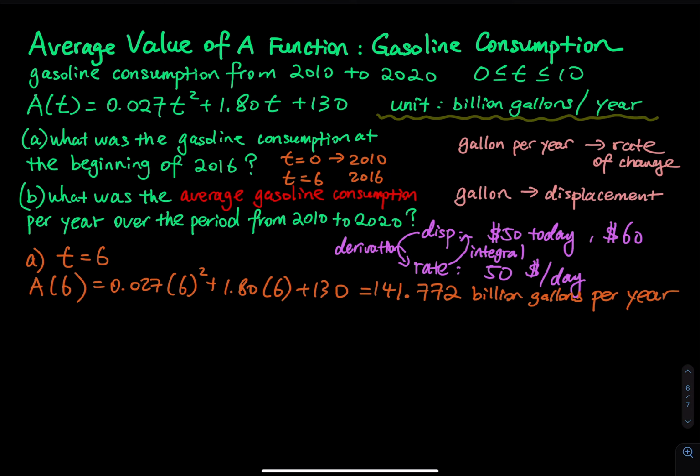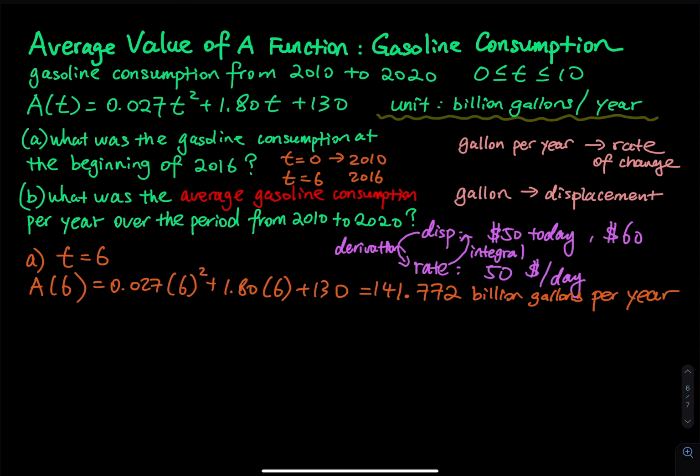All right, and then how about B? B is: what was the average gasoline consumption per year over the period from 2010 to 2020? So that means over a 10 year period, so that means from t equals 0 to t equals 10, right? So here is how we answer B.